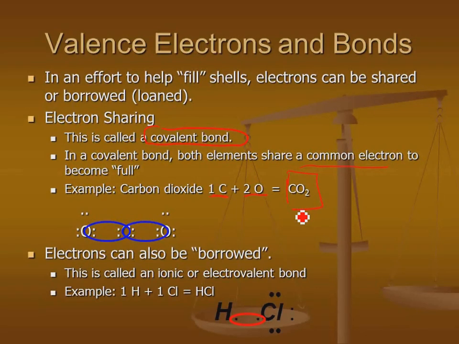In addition, electrons can be borrowed, where one element gives up an electron and the other one gains an electron. This is called an ionic or electrovalent bond, more often just ionic bond, the term typically used. So the example I use here is hydrogen chloride, where hydrogen gives up its electron to chloride. Chloride now becomes fully happy. Hydrogen now becomes fully happy.